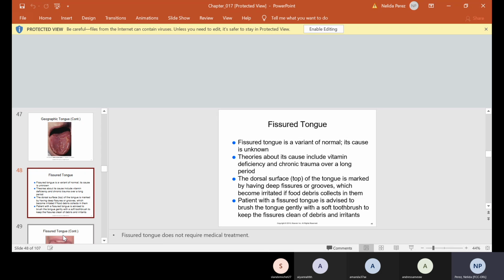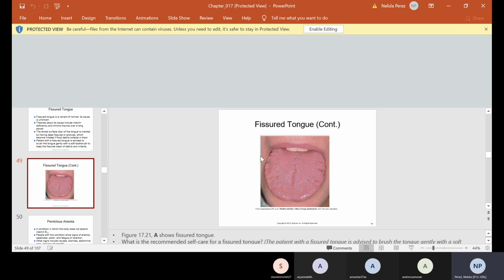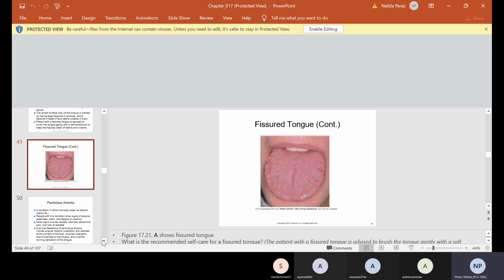I've already talked about a fissured tongue. Okay, it could be again vitamin deficiency or chronic trauma, and I had already showed you a picture of it. Here's another picture of it. This person has it on the borders and in the middle, whereas the first picture I showed you was more all on here. So remember, no two patients are alike. Everybody's a little bit different, okay? And of course, they're advised always to brush their tongue gently with a soft toothbrush to make sure that the fissures are nice and clean and there's no irritants in them, okay?